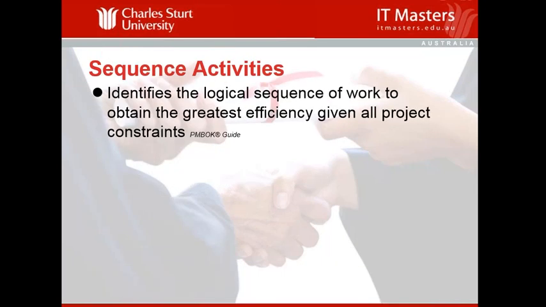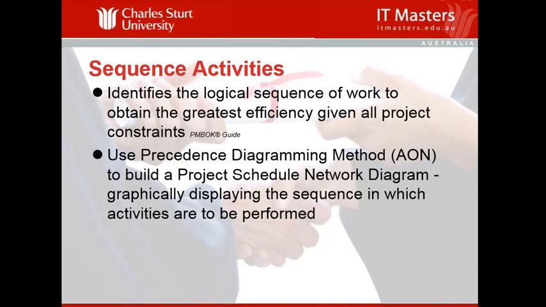We move along and sequence the activities by identifying the logical sequence of work to get the greatest efficiency given all project constraints. One of the things that's very important as part of scope management and then subsequently in drawing up your schedule is, can we do this better? Is there a better way to do something?